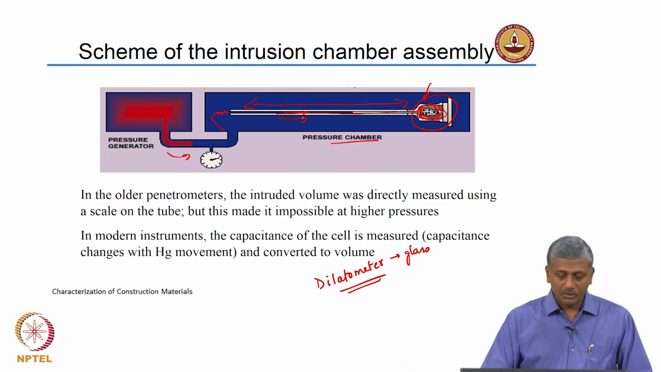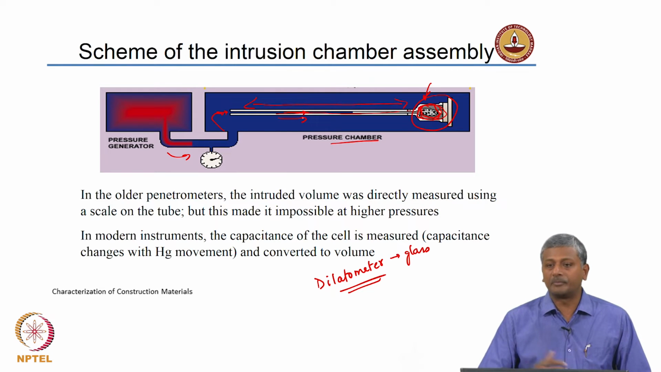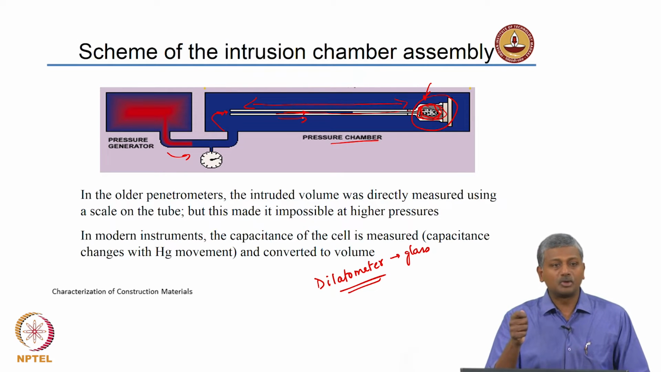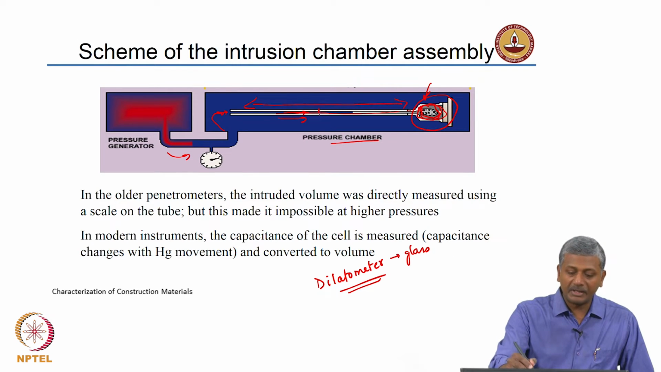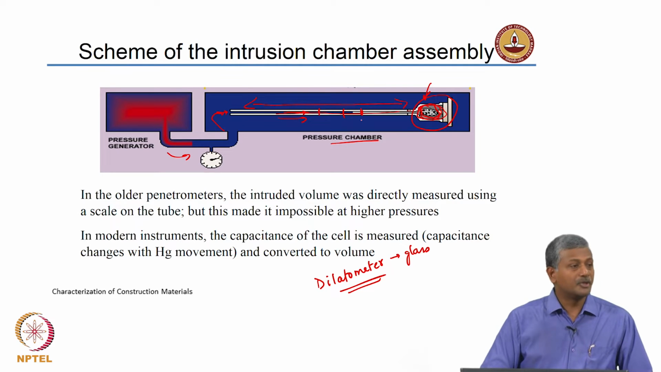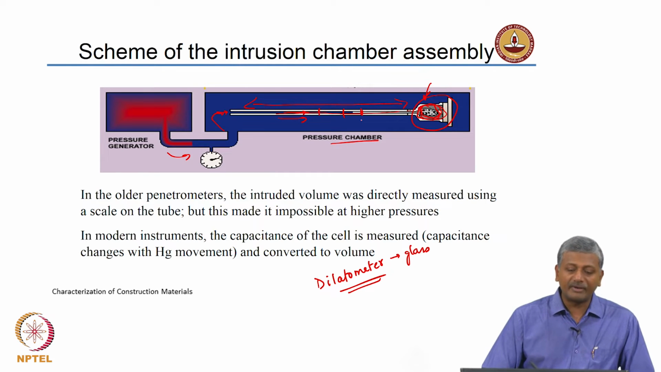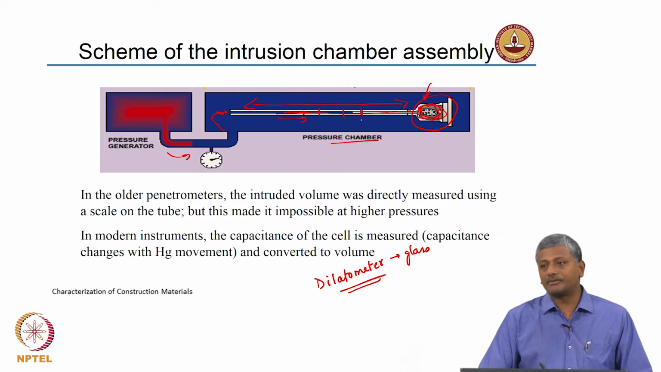Okay. So, in the older generation penetrometers, all you had to do is actually remove the capillary tube and measure the penetration directly by graduations on the tube. But that is a cumbersome process, because you can imagine that you need to remove this, clean it, and then place it back into the other chamber. It is a lot of work. Okay. So, modern instruments take advantage of electrical measurements to convert this into the volume intrusion.